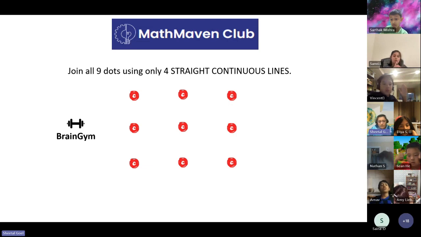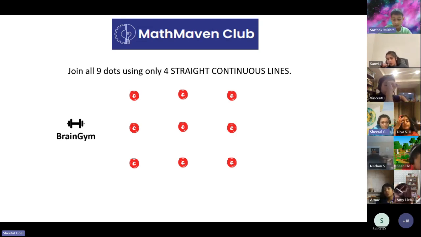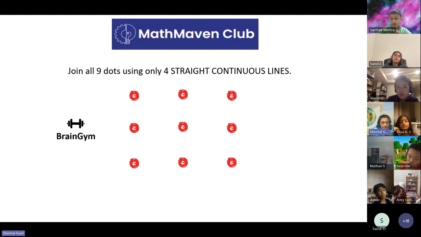All of you please go on mute, because I think many of you are speaking in between. I will repeat what you have to do. You have to join all these 9 dots using only 4 straight continuous lines. Straight means it has to be like this. This is not a straight line. Do you see my screen? I cannot make a design like this and this. This is not a straight line.